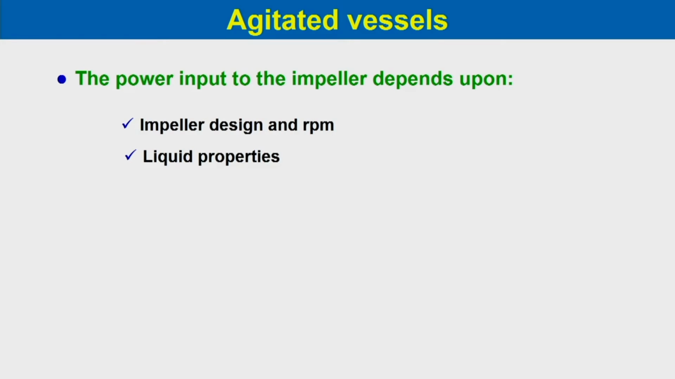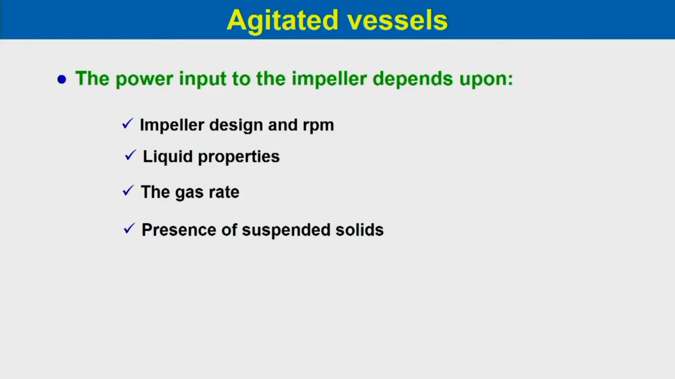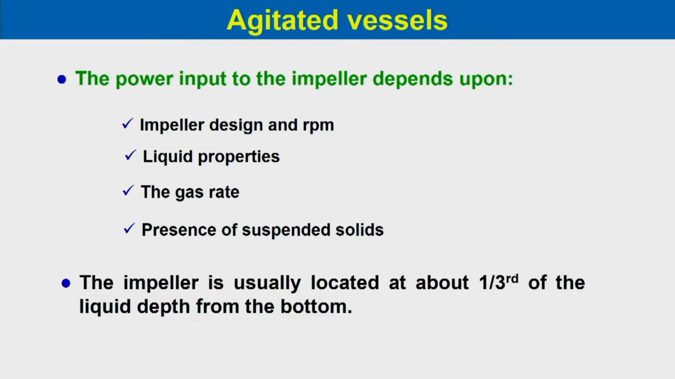Then liquid properties, mainly viscosity and density of the liquid, will determine the power required for the impeller. Then the gas rate, and the presence of suspended solids. The impeller is usually located at about 1/3 of the liquid depth from the bottom. So, this is a typical design, 1/3 of the liquid depth from the bottom of the agitator.